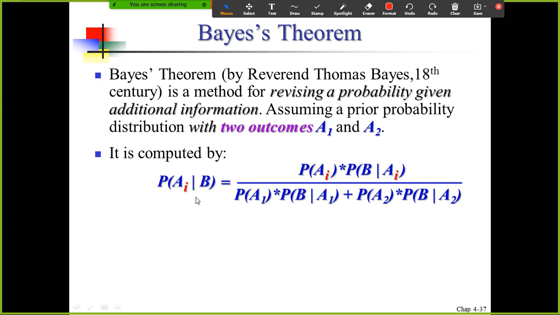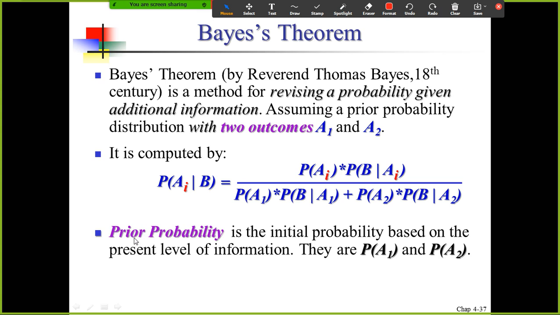The posterior probability of Ai, where i is an ordinal number, should be 1, 2, 3, 4, 5, 6, 7 up to n. Suppose this one is only 2, A1 and A2, that's why we also have i1, i2. This is the joint probability of B and A1 or A2 divided by the total joint probability. What does it mean? We add all joint probabilities together.